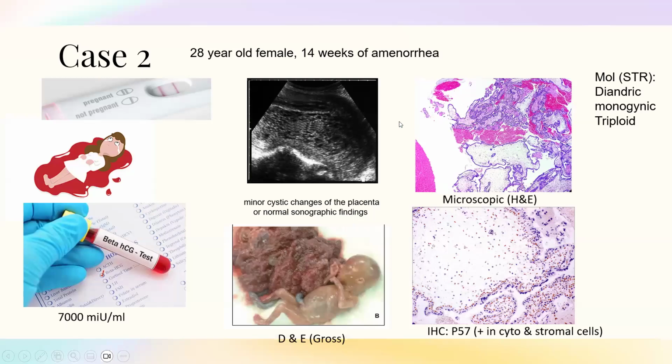Case number 2. We have a 28-year-old female, 14 weeks of amenorrhea. Again, she had this pregnancy test with those two pink lines. I will not say nice pink colors actually, because it appears that they are sometimes nice and sometimes they are disastrous, as you can see. Okay, so she came complaining again of vaginal bleeding, and you order her the beta HCG. She now has 700 mIU per mL.